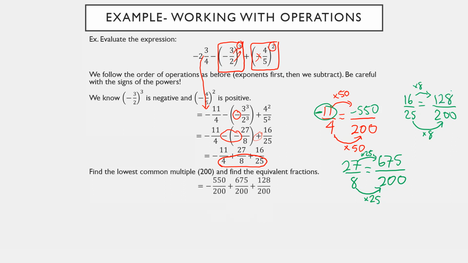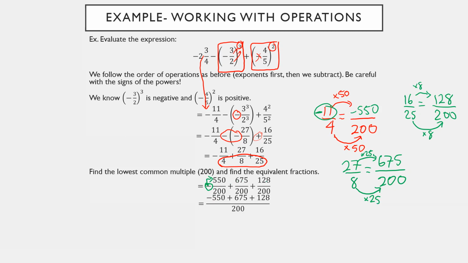So now we piece it all together. That means we have negative 550 over 200 plus 675 over 200 plus 128 over 200. Now that we have a common denominator, you can simply add the fractions up. A little reminder, it's probably a lot easier to put the negative sign in front of the numerator. So that means we have negative 550 plus 675 plus 128.